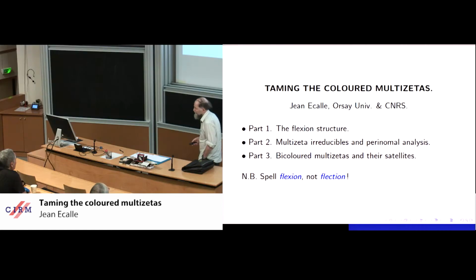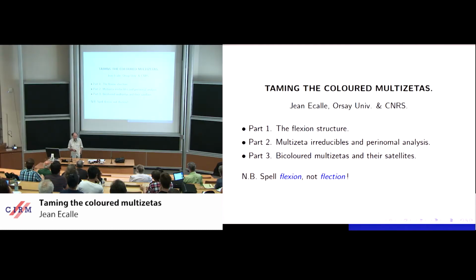First, recall the basic essentials about the Flexion structure, ARI-GARI, and how multizeta algebra fits into the picture. Then, in the second part, discuss essentially the uncolored multizetas and the machinery for their reduction into irreducibles. That part will be kept at a survey level because this is not exactly new and the subject is vast.